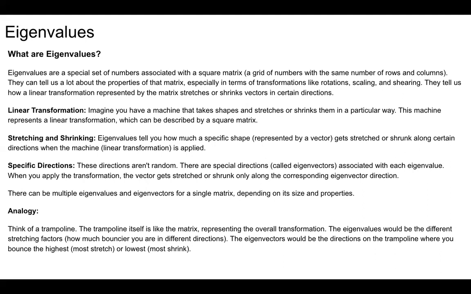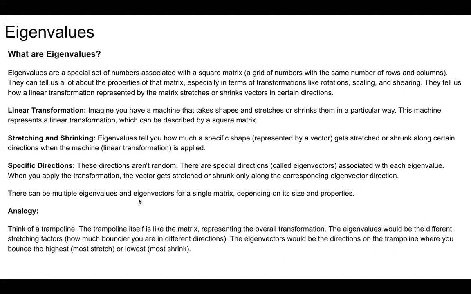Now this can be described by a square matrix, the machine stretching and shrinking, which means the vector is either moving forward or moving back. And eigenvalues tell you how much of this movement is happening, how much it's going up or down, in a certain direction when the linear transformation is applied. And again, it's not any direction; these are special directions, which means the directions associated with the eigenvalues do not change.